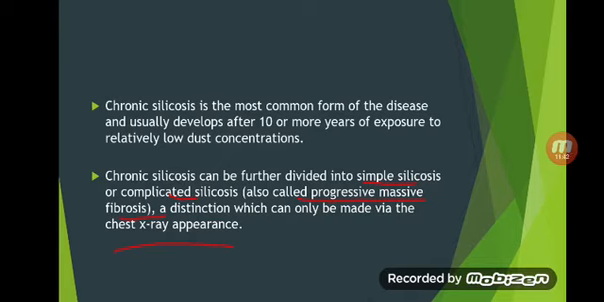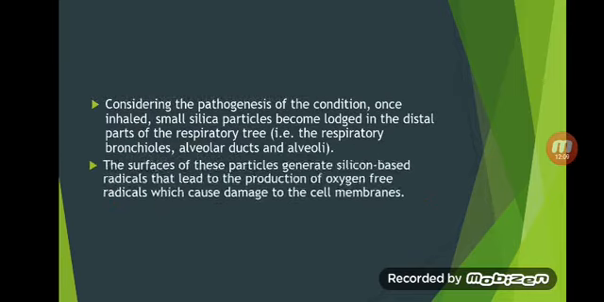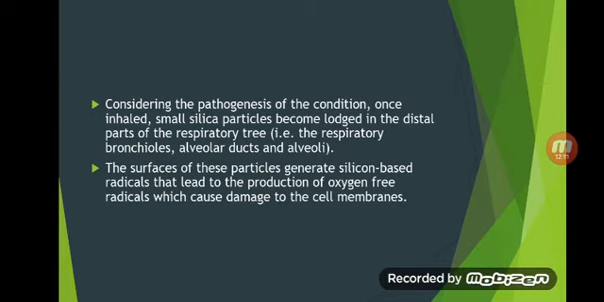So the pathogenesis of the condition: once the silica is inhaled, it becomes lodged in the distal part of the respiratory tree. What do you think we mean by the distal part of the respiratory tree? If you think respiratory bronchioles, alveolar ducts, and alveoli, then you are in good shape. So the surfaces of these particles generate silicon-based free radicals that lead to production of oxygen free radicals, which cause damage to the cell membrane.